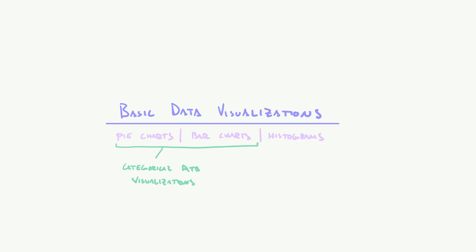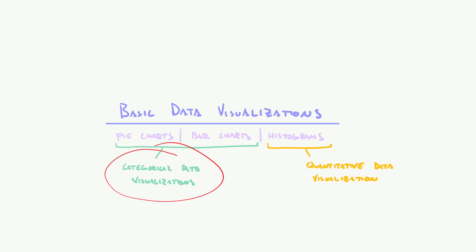Today we're going to be tackling three basic data visualizations, starting with pie charts, moving to bar charts, and then talking about histograms. The first two are ways to visualize categorical data. The second way is to visualize quantitative data, right? Remember the differences: if you're taking a survey and your answers are like categories, like favorite colors, that's categorical data. You'd want to use a bar chart or a pie chart for that.